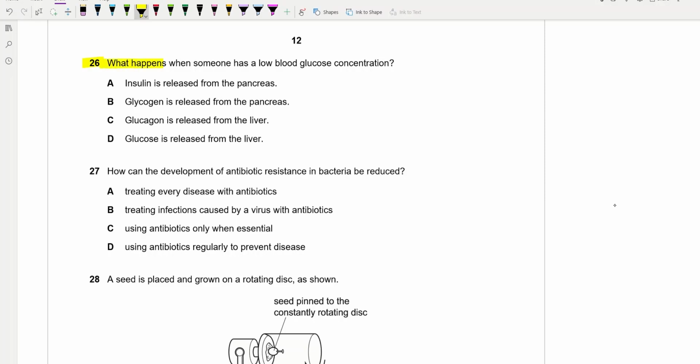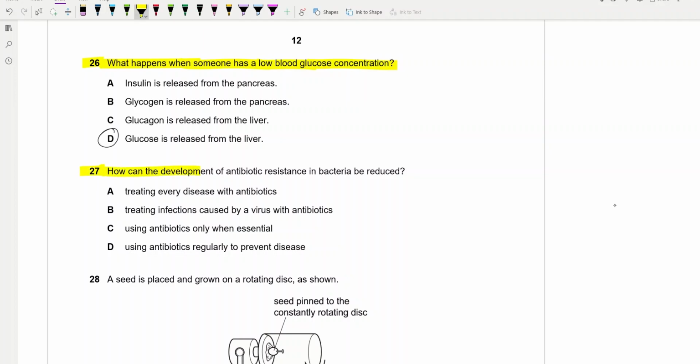Question number 26. What happens when someone has a low blood glucose concentration? When someone has a low blood glucose concentration, in order to balance it, glucose is released from the liver. So the correct option would be option D.